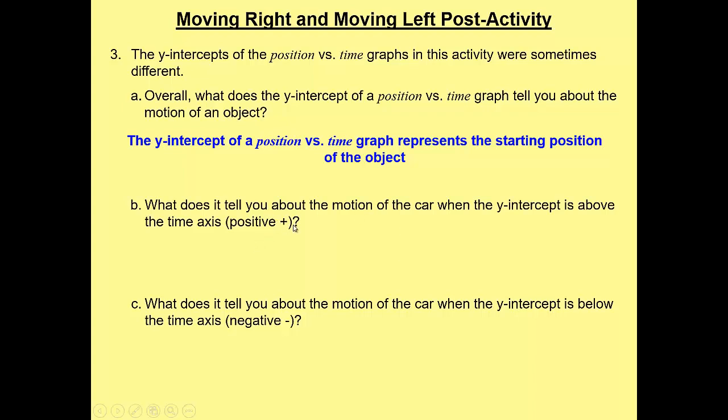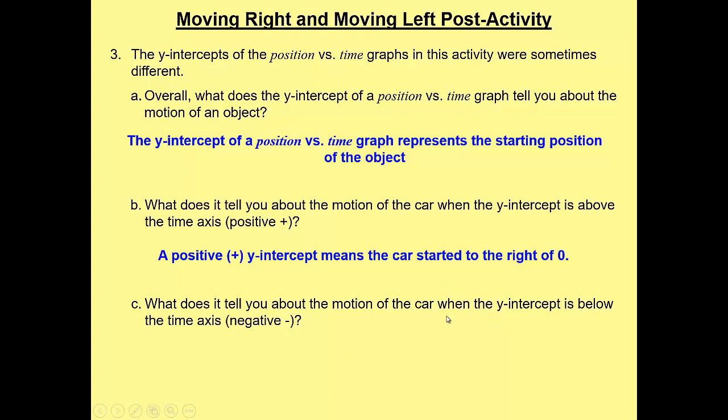When you had a positive y-intercept, your car was always starting to the right of 0. Think about numbers 1, 2, 3, 4, and 6. You all had positive y-intercepts because your car started to the right of 0.